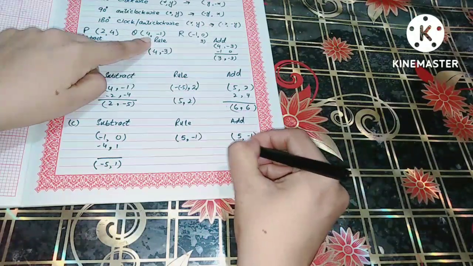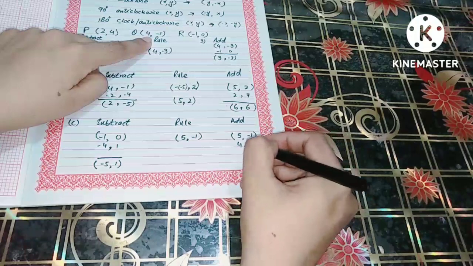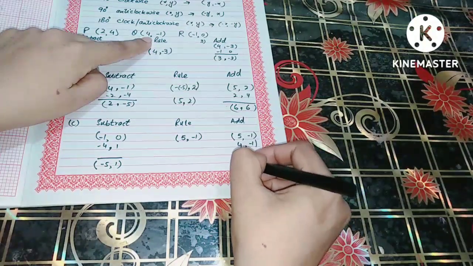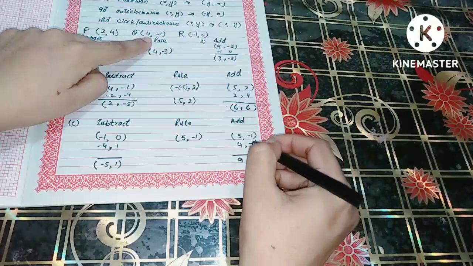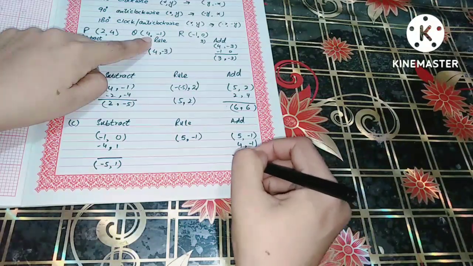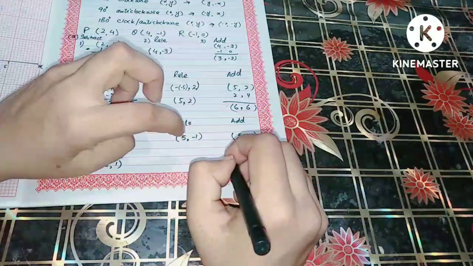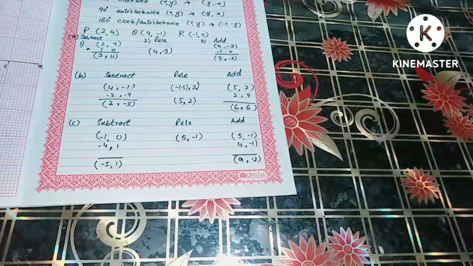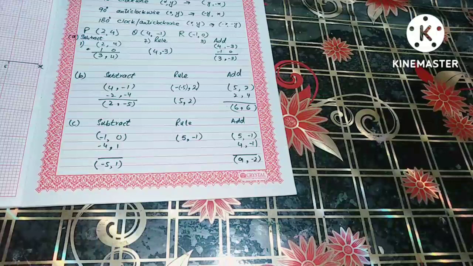So you will add this point in this: (4, minus 1). Add it. You're adding it, so signs will remain the same. 5 plus 4 is 9, and minus 1 is minus 2. So your new point will be (9, minus 2).